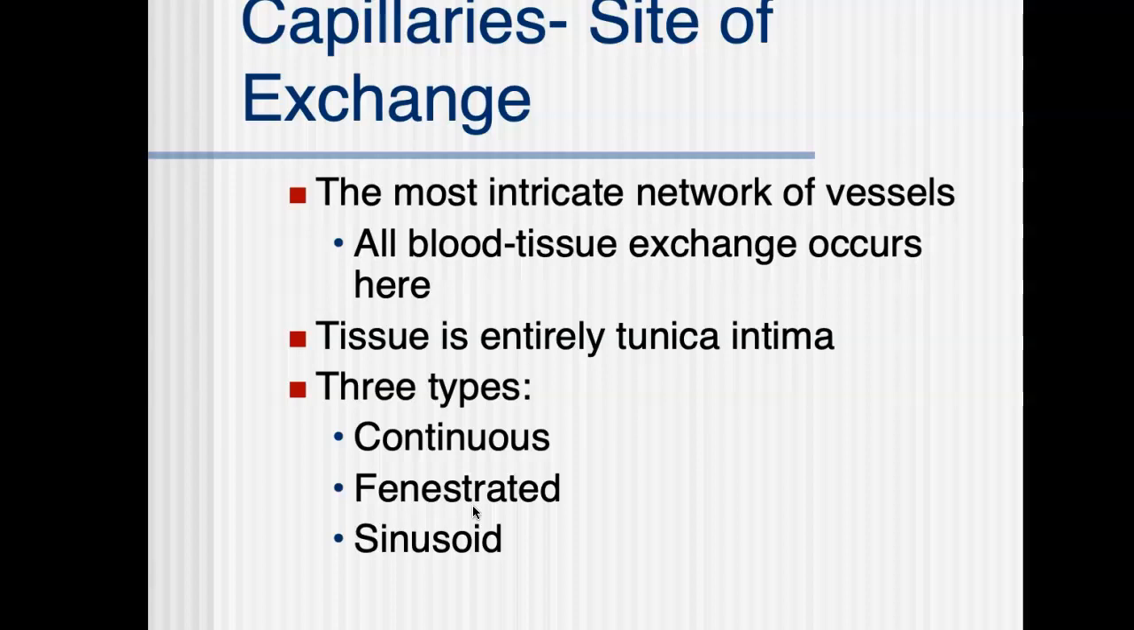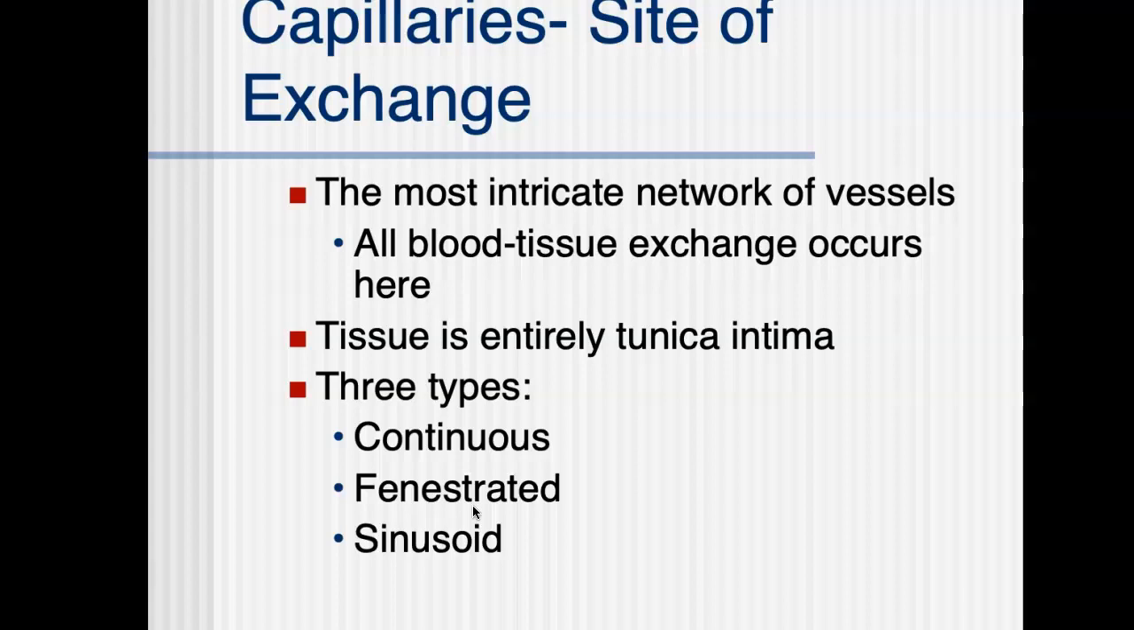So capillaries are the site of exchange. Nothing else really exchanges materials or delivers oxygen at the site. Only the capillaries do that. The rest is just transport. Arteries and veins are getting it to the capillaries, and it's the capillaries that are going to allow the passage of gases and glucose and all that. So this is the most intricate network of vessels, right? Because this is where all the exchange is going to be happening.